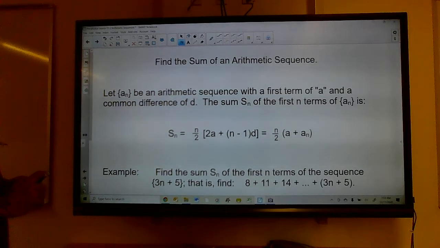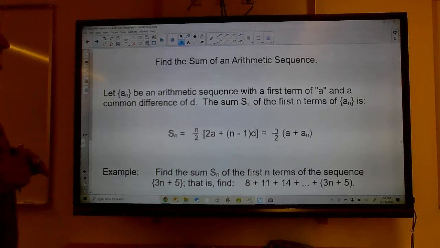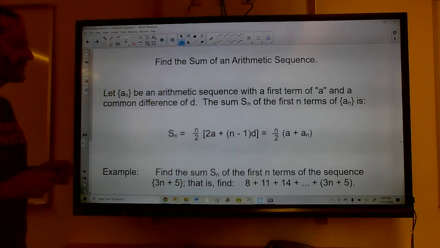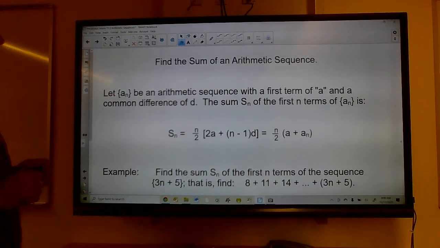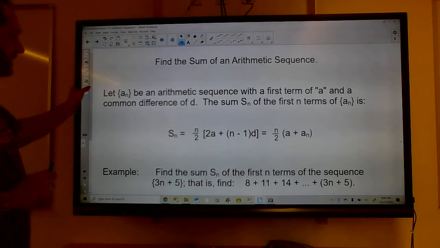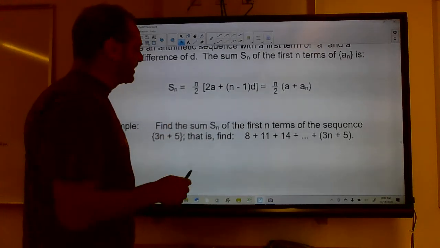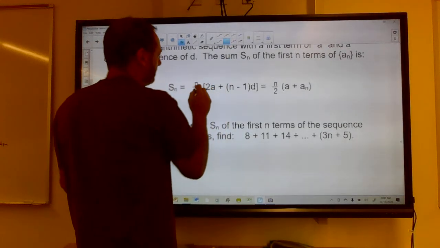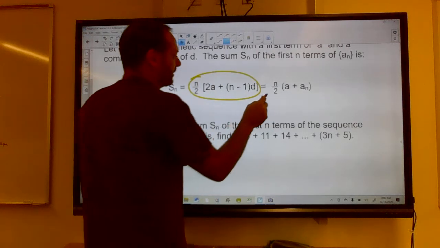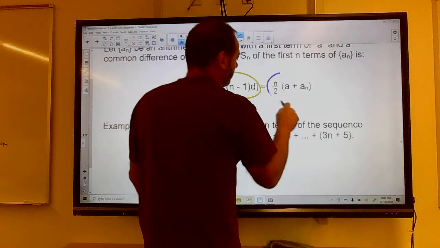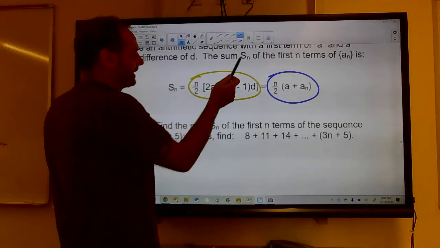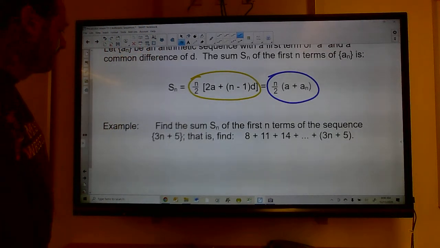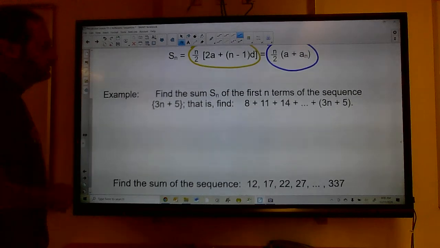Next we're going to find the sum of an arithmetic sequence. Let a sub n be an arithmetic sequence with the first term a and a common difference of d. The sum s sub n of the first n terms is s sub n equals n over 2 times 2a plus n minus 1 times d. I don't really use this formula. This is what we're going to use: it's the same thing if you work it out. n over 2 times the first term plus the last term. This is on your formula sheet as well.